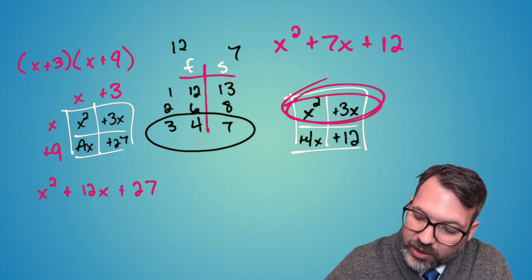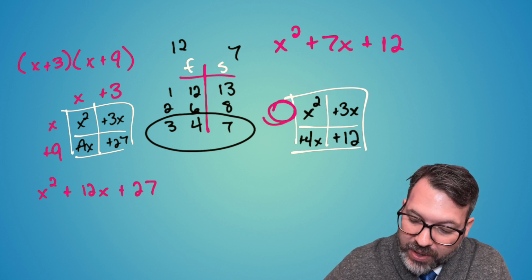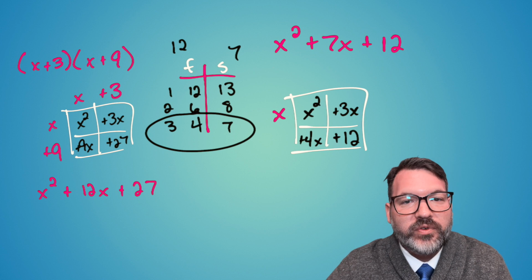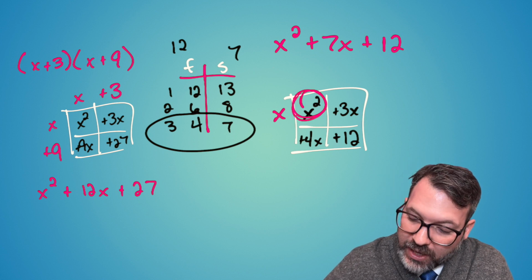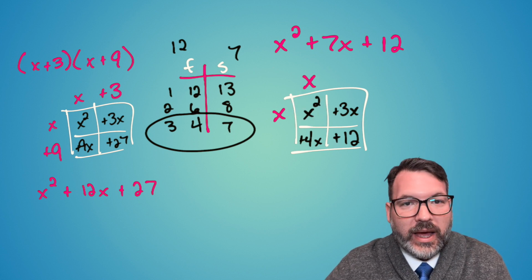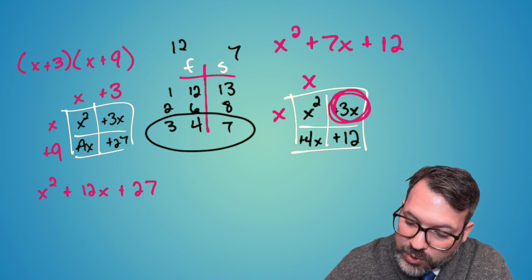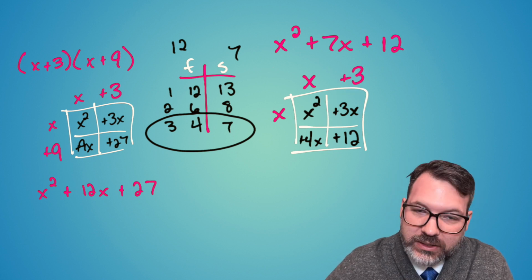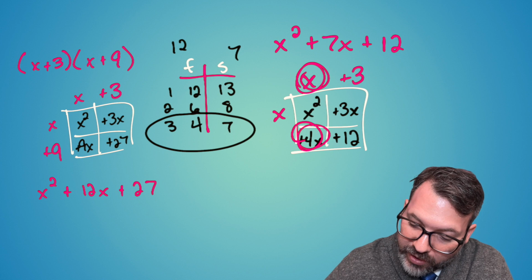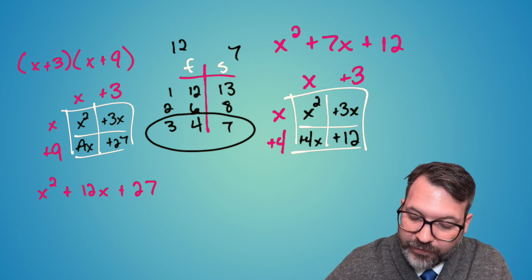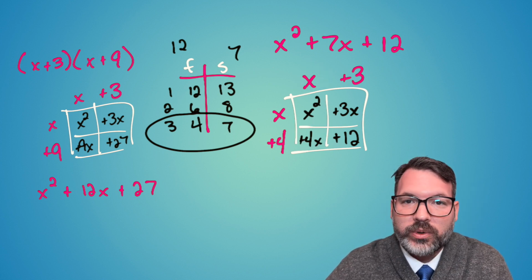What did the x squared and the 3x have in common that could have been this dimension out here? Well, obviously x. For that matter, what times x is x squared? That answer is also x. X times what would have made this plus 3x? Plus 3. X times what would have made 4x? Plus 4. Then I can always double check my work with this final box.